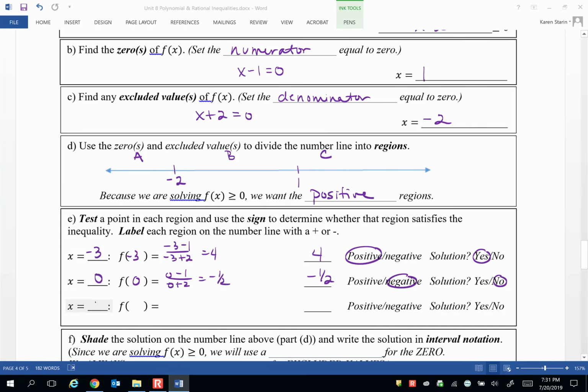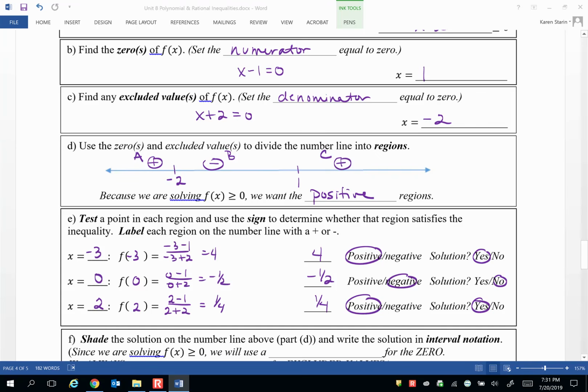Now let's choose a number greater than 1 for section C. So that would be 2 as an easy number to use. So (2 minus 1) over (2 plus 2), so we have 1/4, and that is positive. So that is a solution. So section A is positive, section B is negative, and section C is once again positive.